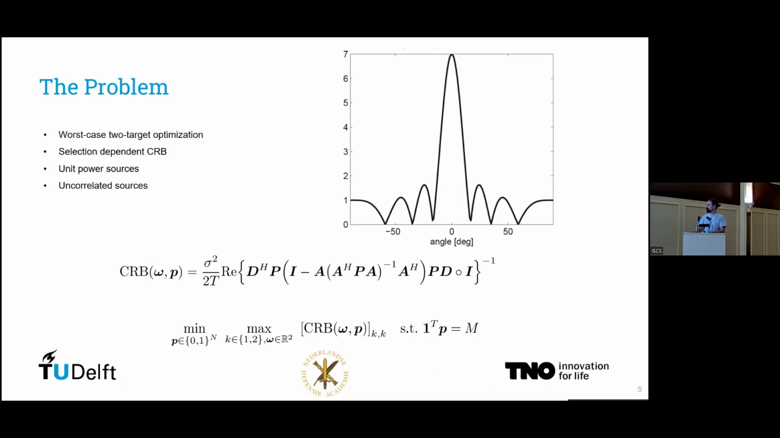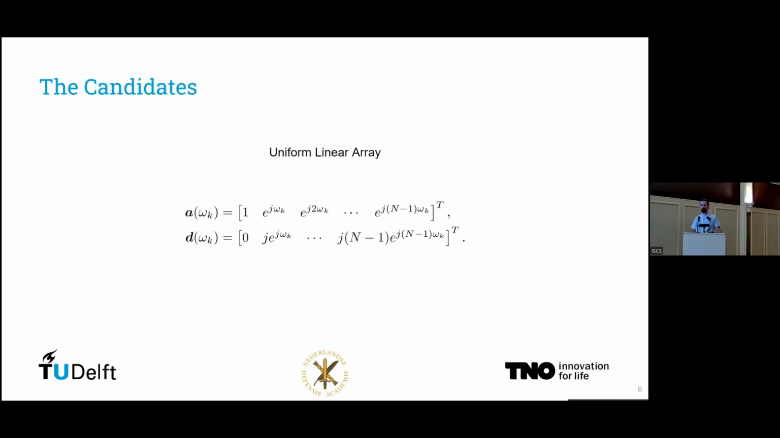Capital P is a matrix which simply has the selection vector p on the diagonal. So we're essentially just multiplying certain columns from D and A with zeros, effectively removing them from the equation. And then we're still trying to minimize over our actual selection, so the best selection that optimizes the worst Cramér-Rao bound. We need some candidates before we can do any optimization.